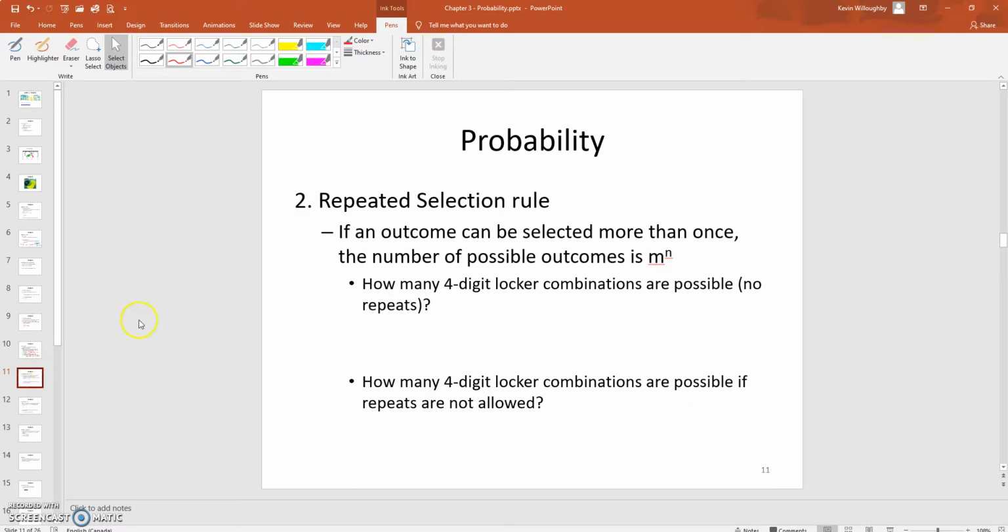The repeated selection rule. This occurs if an outcome can be selected more than once. The number of possible outcomes is m to the power n. However, I simplify this when I do some of these example questions. So how many 4-digit locker combinations are possible without any repeats?